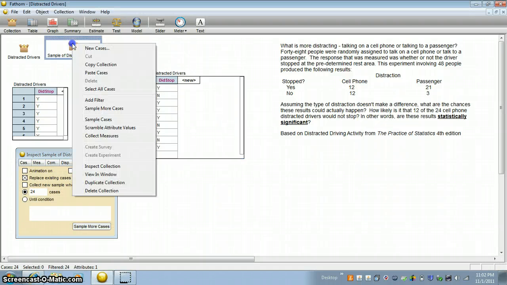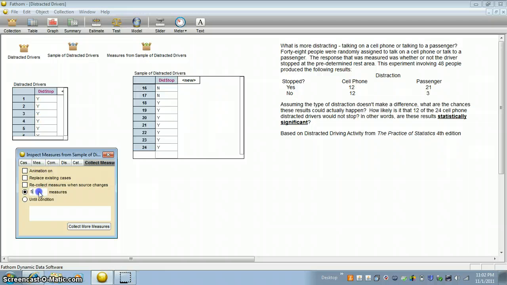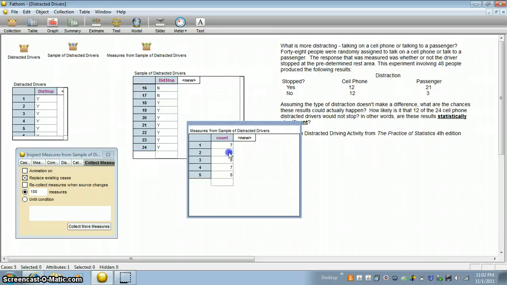Let's actually collect some measures. So it's randomly selecting 24 observations from this group of 48 observations, and it did that 5 times, but really I'd like to do that 100 times. And we're going to replace the existing cases that are in there. Actually, before I do that, let's take a look at a table. We can see 7, 10, 6, 7, and 8 were the number of no's that occurred, and 10 is kind of close to 12, but what if we collect more measures? Are we going to get 12 to occur at all?